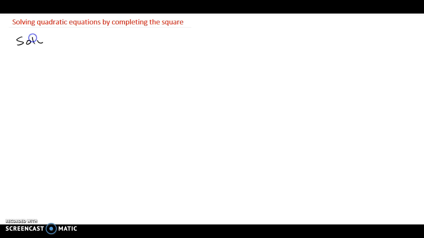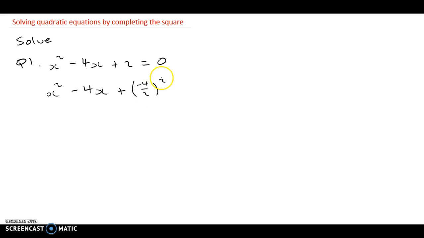Solve x squared minus 4x plus 2 equals 0. So to complete the square, what we need to do is x squared minus 4x plus minus 4 on 2 all squared. Then we balance it out. Minus minus 4 on 2 all squared plus 2 is equal to 0.